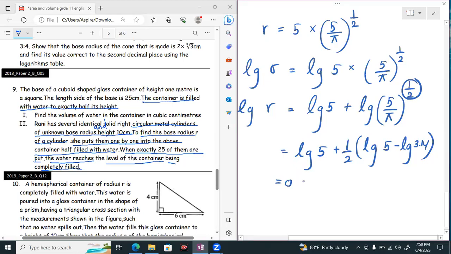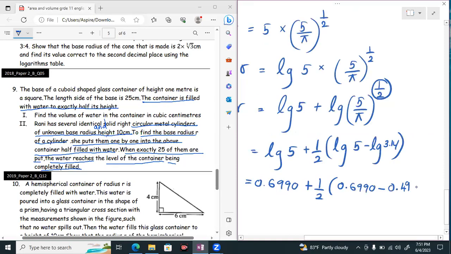It is 0.6990. Add half into 0.6990. Subtract here 4 of 31, 4969. Then 0.6990 add 1/2 of 0.6990, subtract 0.4969.